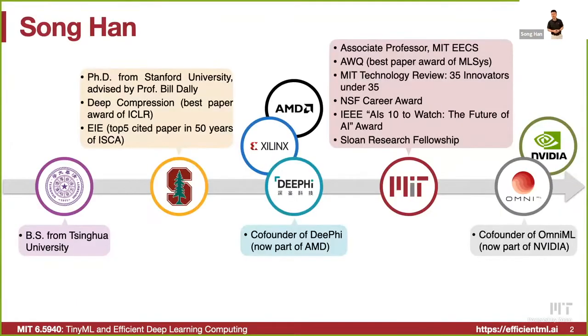So this is a brief introduction of myself. I graduated from Tsinghua University and got my PhD from Stanford with Professor Bill Dally. I worked on model compression and efficient deep learning computing during my PhD. Published a deep compression paper, which set the foundation for modern neural network acceleration and compression, and published a paper called the Efficient Inference Engine, which is actually a top 5 cited paper in 50 years of ISCA. During my PhD, I co-founded a startup called DeePhi Tech for efficient AI chip, which was later acquired by Xilinx, and later Xilinx is acquired by AMD. That's a very popular story in Silicon Valley.